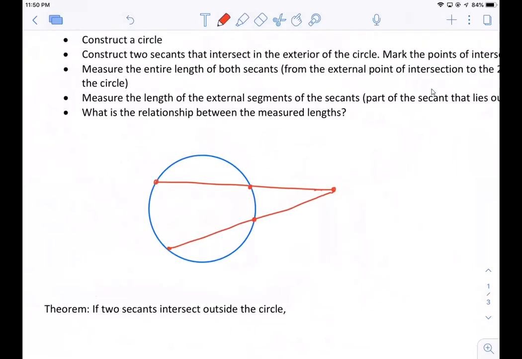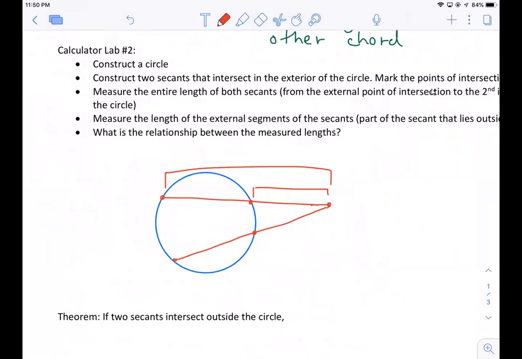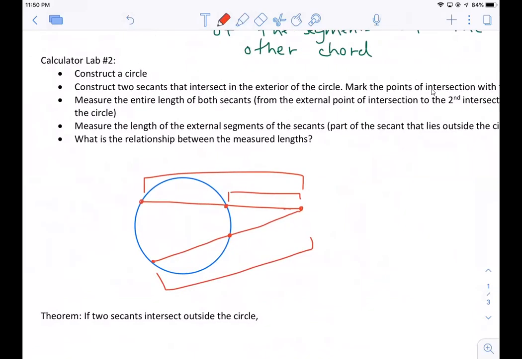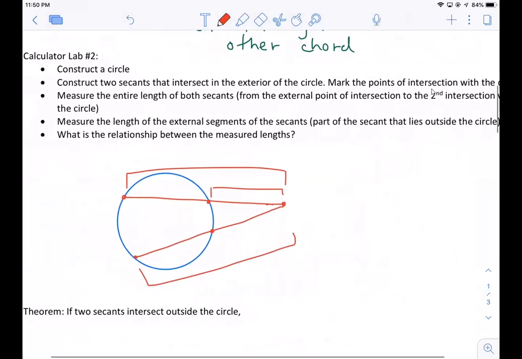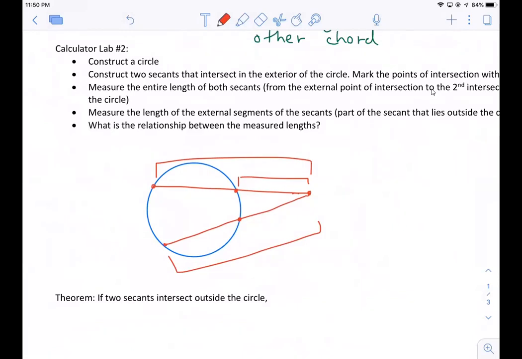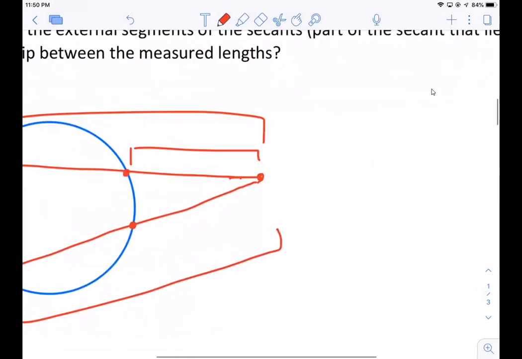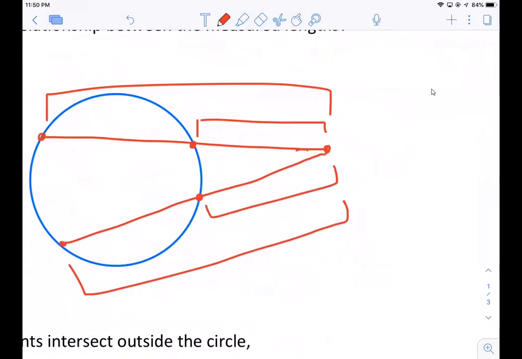And this time you're going to be measuring this distance, right? And that distance. Measure the entire length of both secants. So there's the entire length of the secant from the external point to the second intersection with the circle. I'm calling that the second intersection. I know it's not very clear. And then measure the length of the external segments of the secants, the part of the secant that lies outside the circle. So that guy.